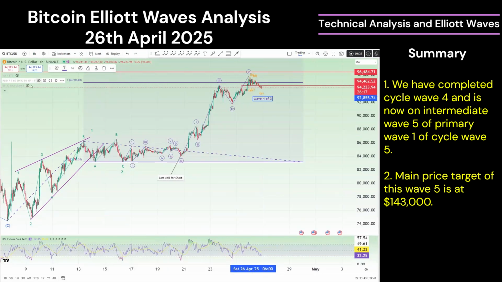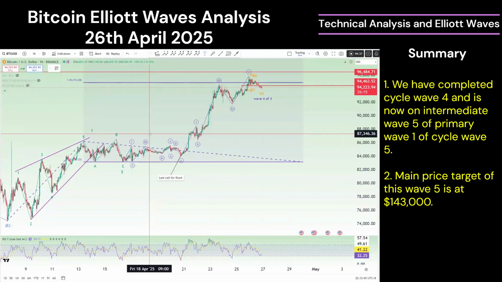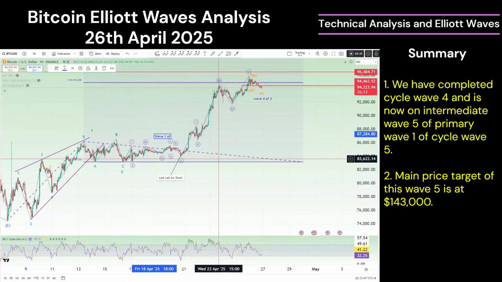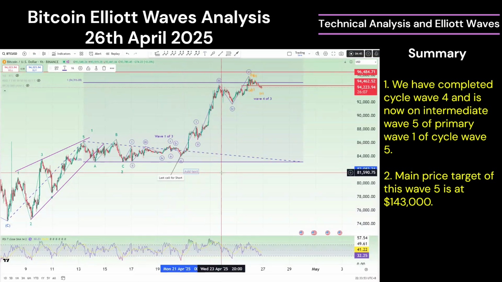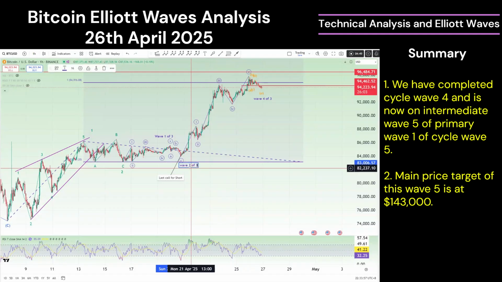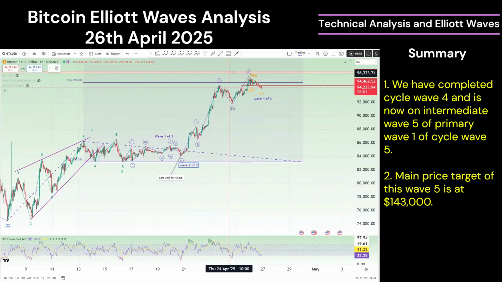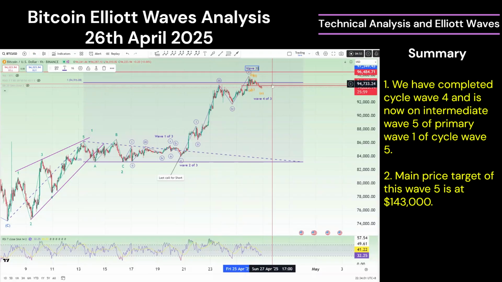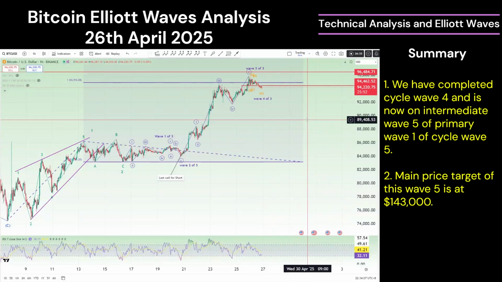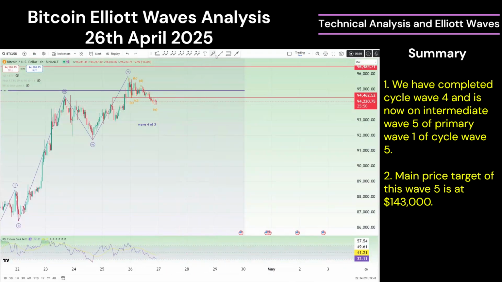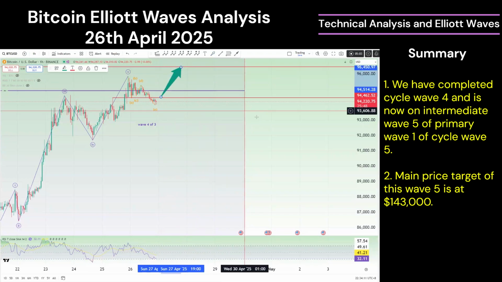Then let me just label everything. This one becomes a wave one of three, and then we have wave two of three. Then we have a wave three of three. Okay. Wave 4 of 3, and then we should be going for a wave 5 of 3.